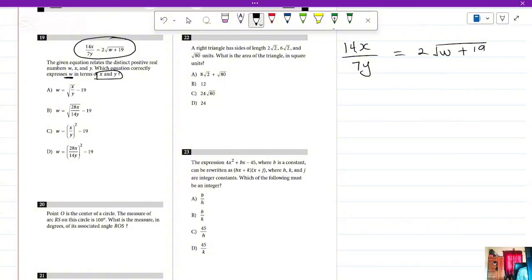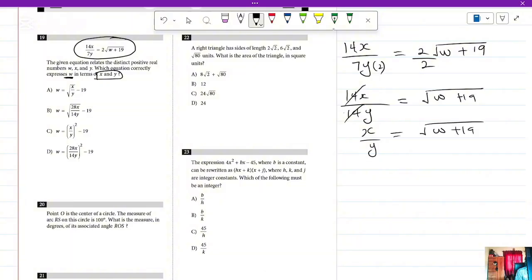Okay, plus 19. Now the first thing I want to do is divide it by 2 here. So that will be 14x over 14y equal to square root of w plus 19. This can cancel this, so I have x over y equal to square root of w plus 19.